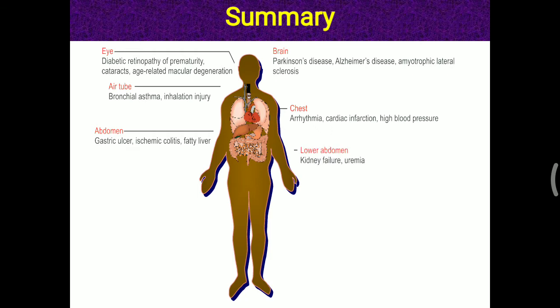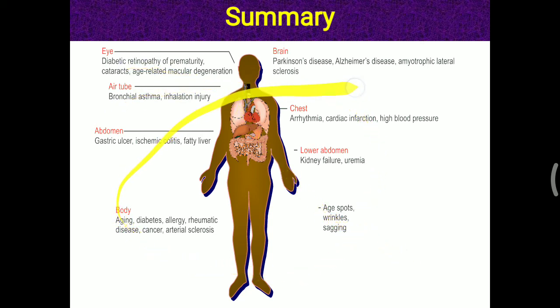Further, kidney failure and uremia are also observed with free radical damage, particularly to the kidney. Aging process, diabetes, allergic and rheumatic disease, cancer, and arterial sclerosis are observed in general damage from free radicals. Age spots as well as wrinkles and sagging are directly correlated with free radical damage. So these are all the clinical significance. Simply, we have to reduce damage by free radicals, so we can avoid so many diseases.